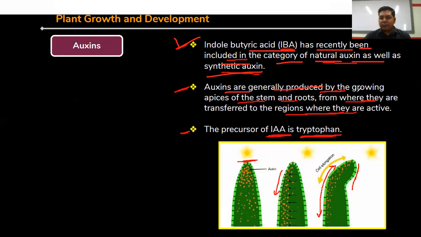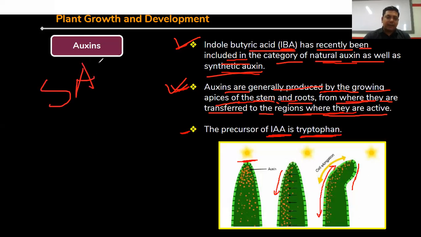Auxins are generally produced by the growing apices of the stem and roots, from where they are transferred to the regions where they are active. So auxin is generally produced by the growing apices. Growing apices means what you have already learned about, the SAM and RAM, right? Shoot apical meristem and root apical meristem.